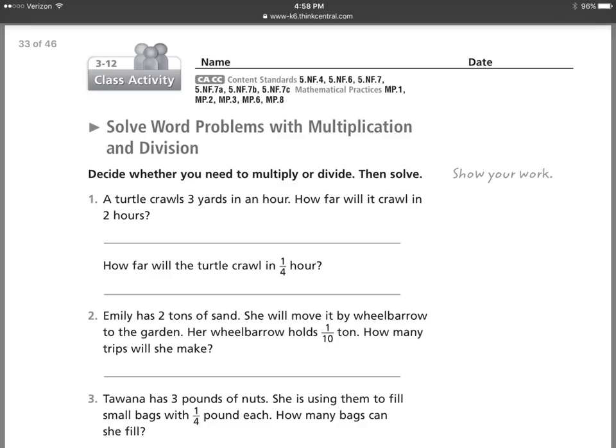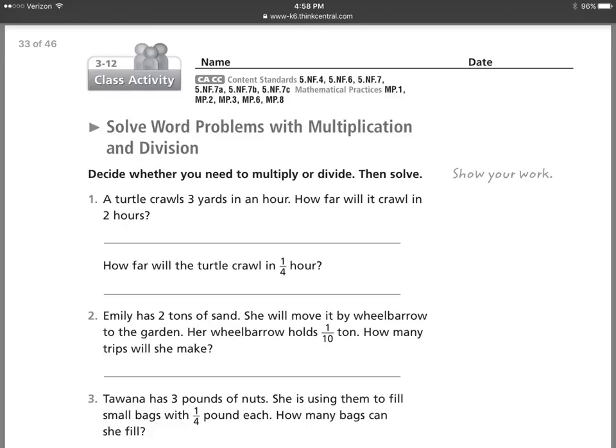Welcome to lesson 3-12, where we're going to be distinguishing multiplication from division. We'll be looking at word problems and deciding whether or not we need to multiply or divide. Please turn to page 97 of your workbook and follow along with me as I model the first few problems.